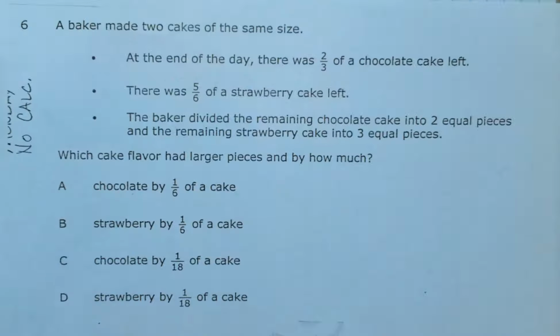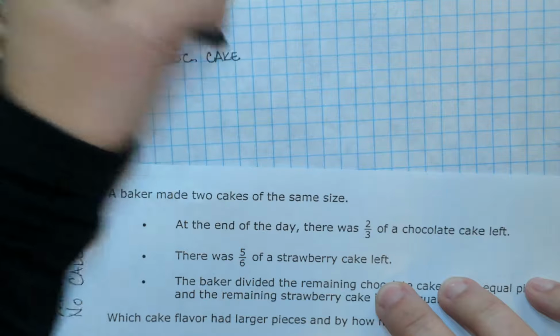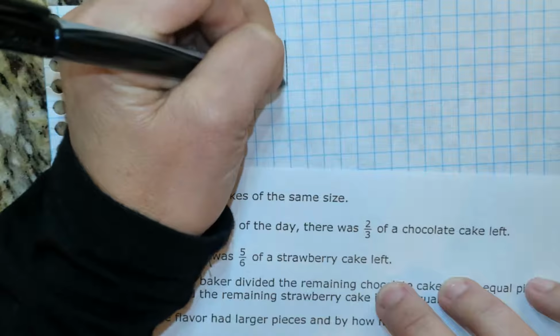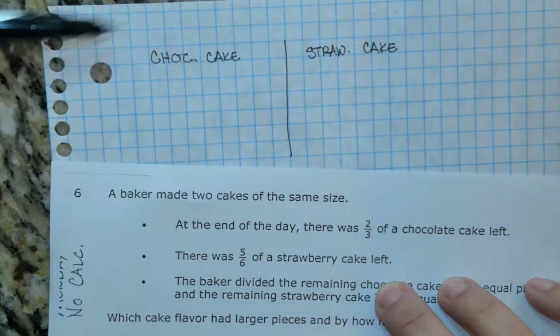There's this baker who makes 2 cakes of the same size. So we know right here that they're going to make 2 cakes, and we've got to figure out what kind of cakes they are. It says here that we've got a chocolate cake and a strawberry cake. So I'm going to take another piece of paper and write here chocolate cake, draw a line down, and say that's my chocolate cake and this is my strawberry cake. All right, so I've got 2 different kinds.